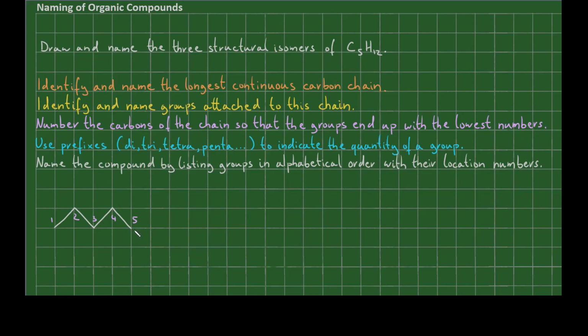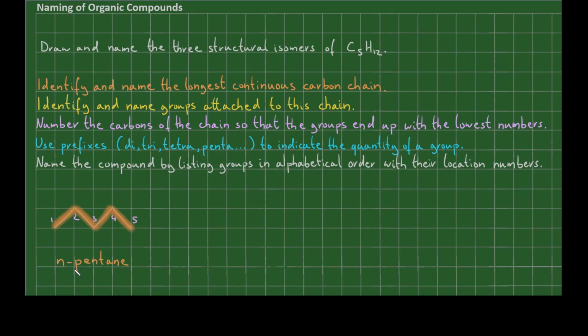Well, I need to identify the longest continuous chain. And in this case, it is straightforward. It is these 5 carbons. I am only dealing with single carbon-carbon bonds, so this is now a pentane. To be really specific, I could say that this is normal pentane or N-pentane. Okay, that is one isomer done.